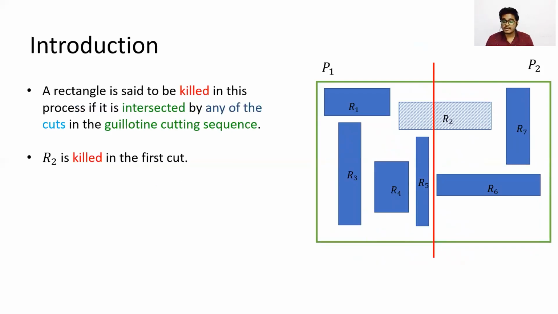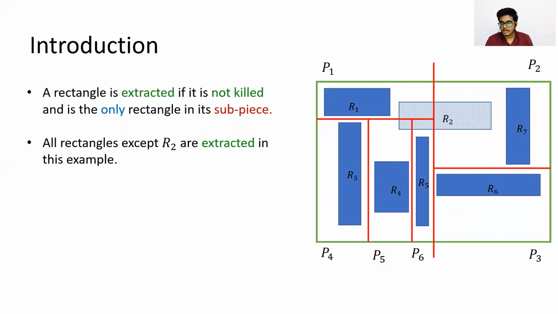A rectangle is said to be killed if, in this guillotine cutting sequence, it is intersected by any of the cuts. Then we say the rectangle is killed. So here in this example, R2 is killed in the first cut. And what do we mean by extraction? A rectangle is extracted if it is not killed and is the only rectangle in the subpiece. So in this guillotine cutting sequence, for this example, R2 is killed and the rest of the rectangles are extracted.